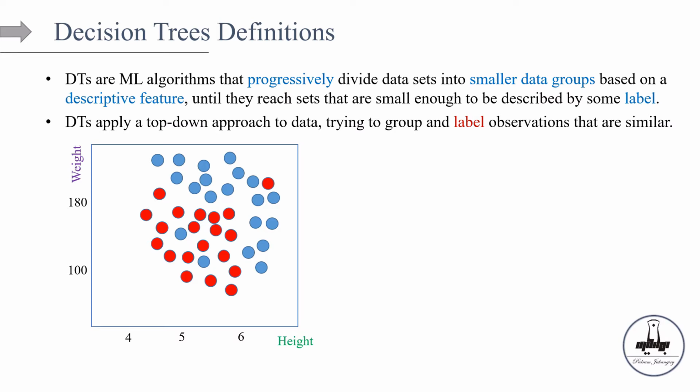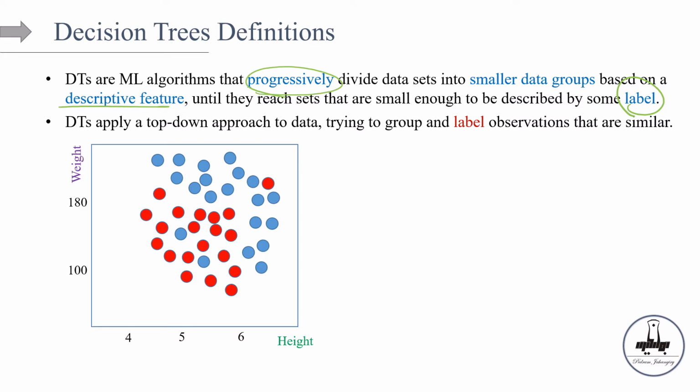So what are decision trees? Decision trees are machine learning algorithms that progressively divide a dataset into smaller data groups based on a descriptive feature, right? So we have a bunch of features, x1, x2, x3. Based on those features, it's going to divide the data sets progressively until they reach sets that are small enough to be described by some label, right? At the end of the day, that label can be quantitative or qualitative.